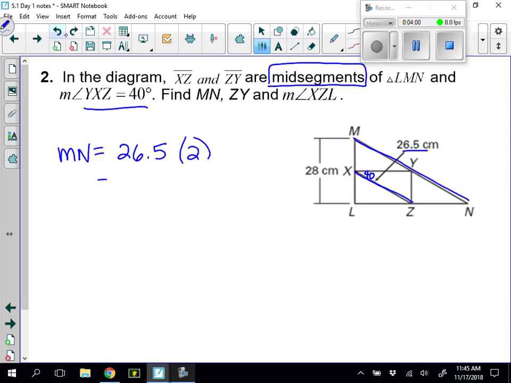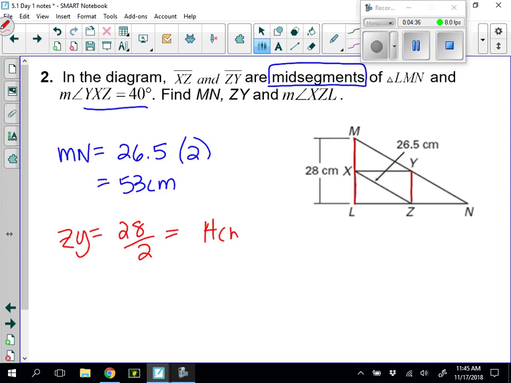All right, let me take those segments off here. Oh, that's not what I wanted. Okay, let's just change colors. I'm trying to find ZY. Actually, let's just go ahead and erase here. ZY is this segment right here. It is parallel to ML. They have that relationship. So if ML is 28, I can take 28, cut it in half, and that will give me ZY. So it turns out to be 14 centimeters.